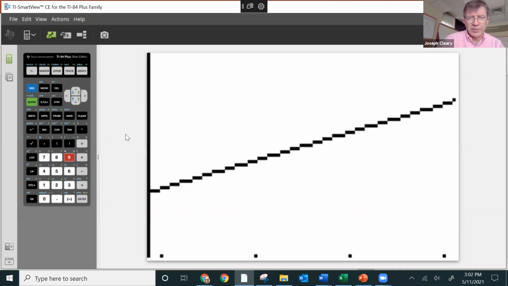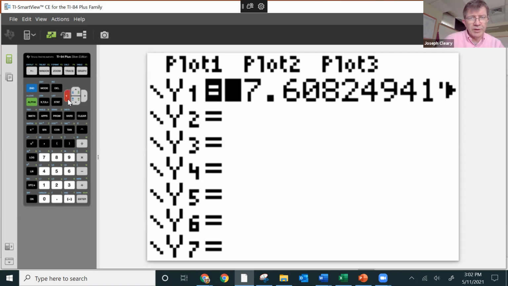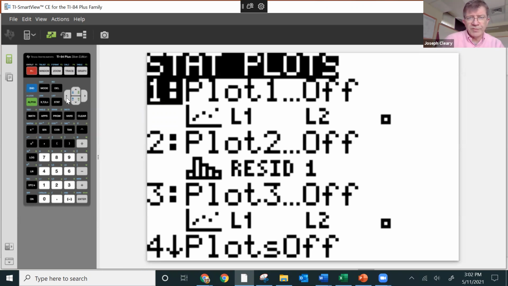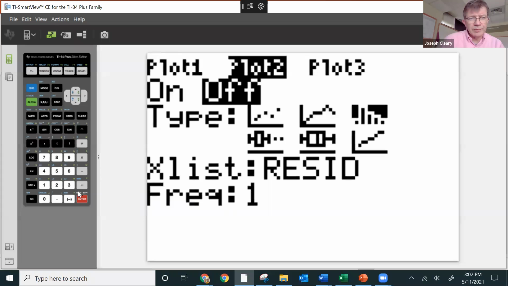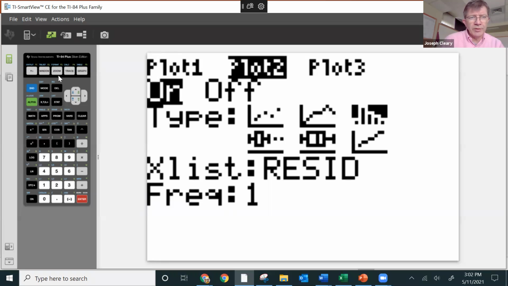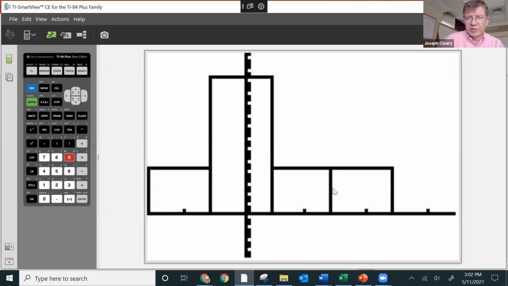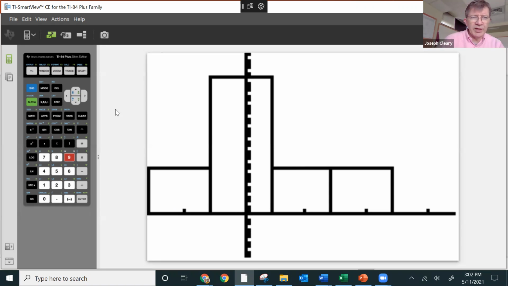I look up, and that's because I left my Y equals on, so I want to turn that off. Sorry, I forgot to turn my plot on for number 2. Hit on, and now I do Zoom 9. And you can see no strong skewness there, and there doesn't appear to be any outliers.